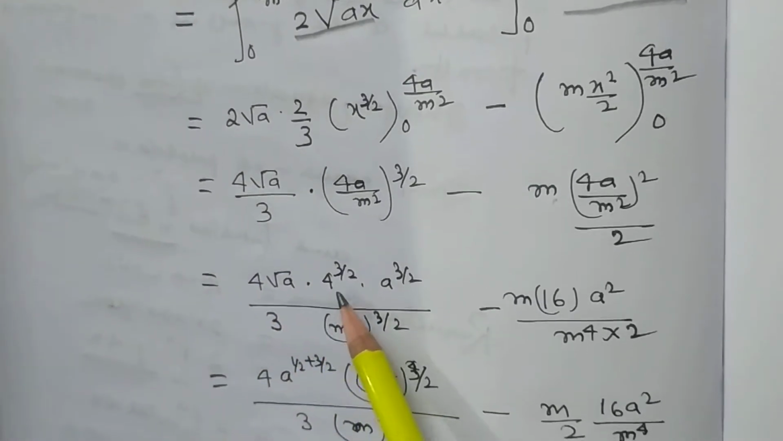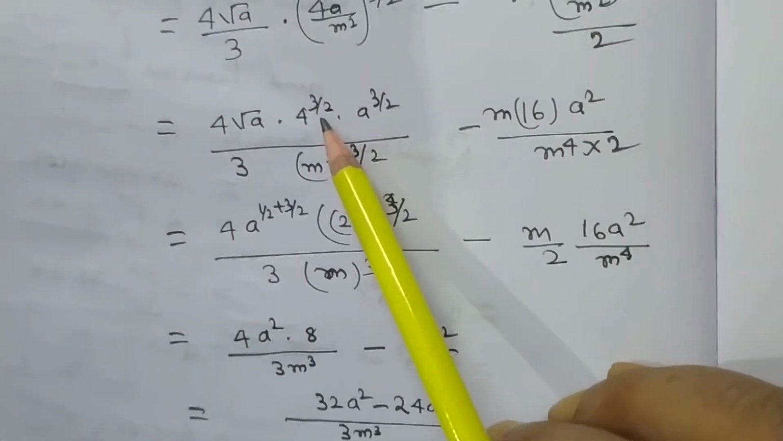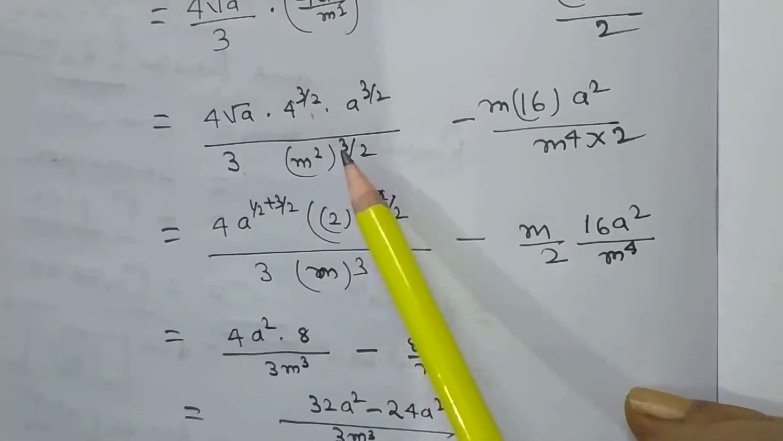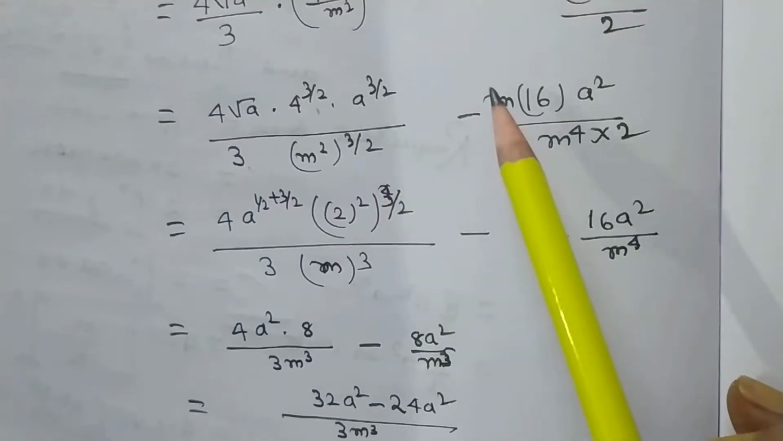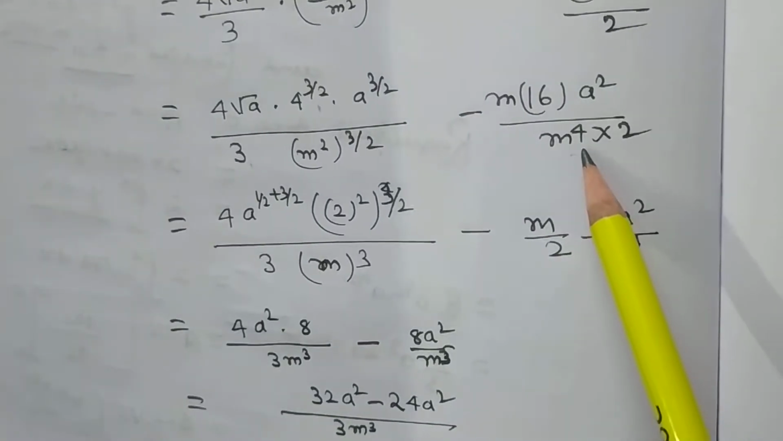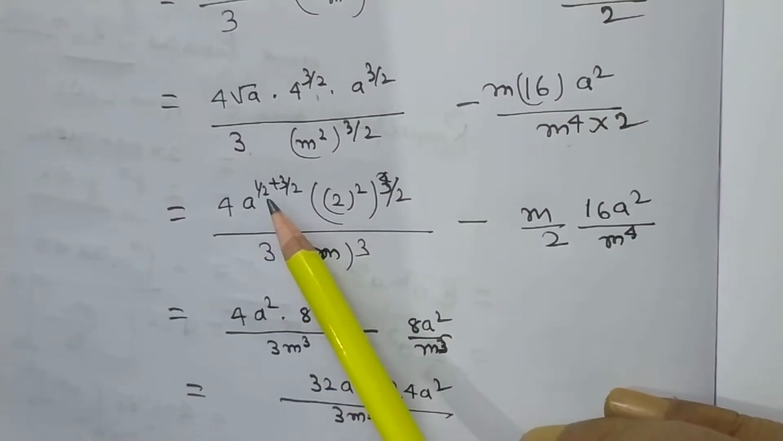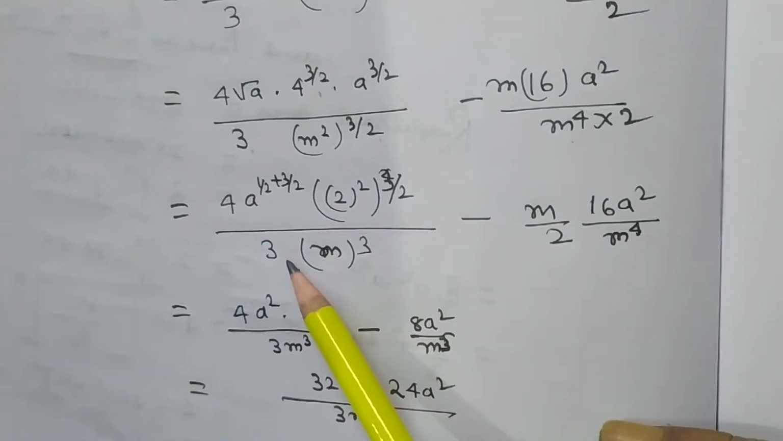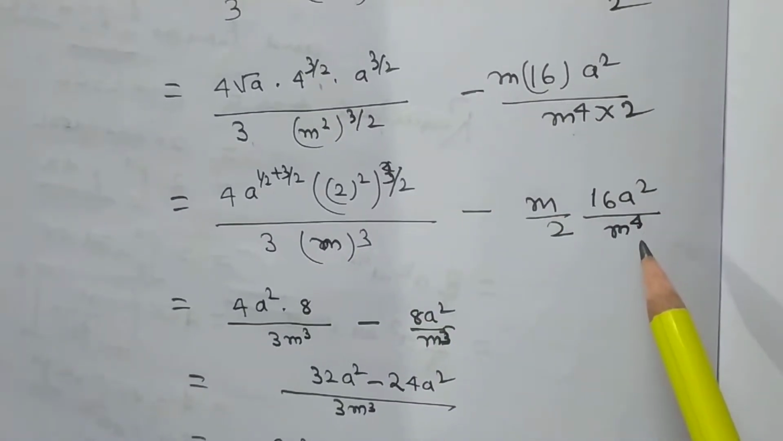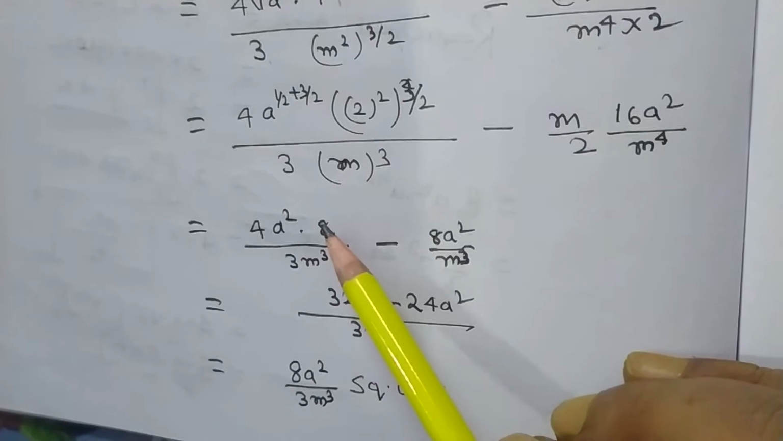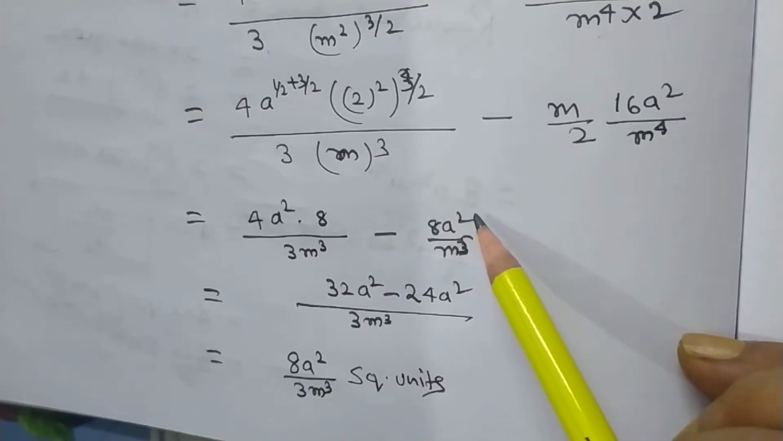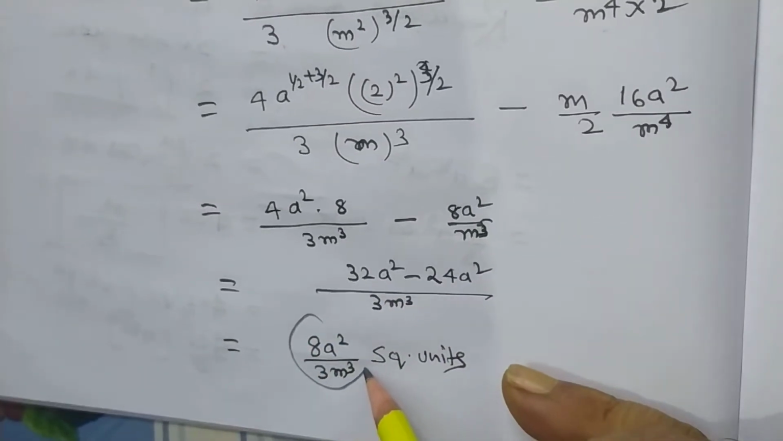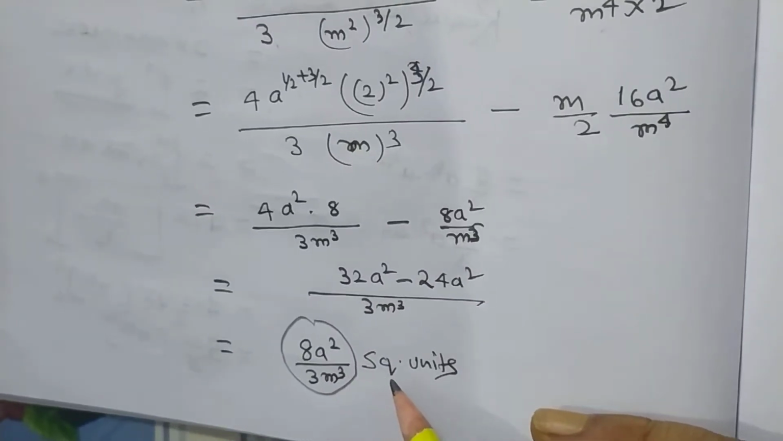It will be 4 root a by 3 into 4 to the power 3 by 2 into a to the power 3 by 2 divided by m cube, minus m into 16a square by m to the power 4 into 2. So after solving, it will be 8a square by 3m cube square units.